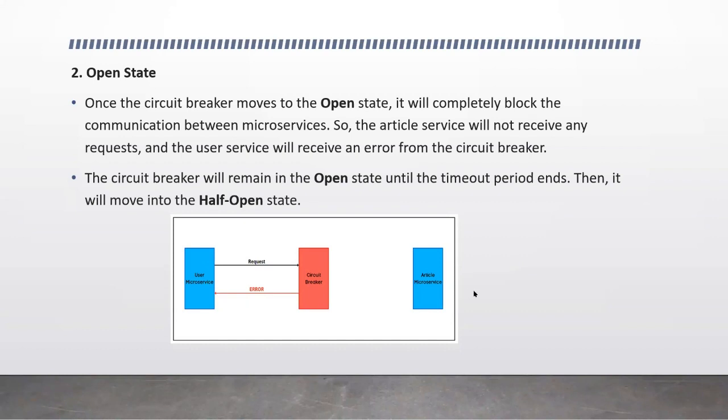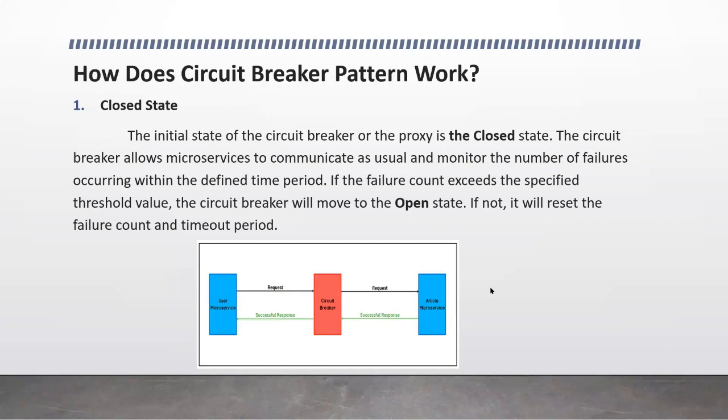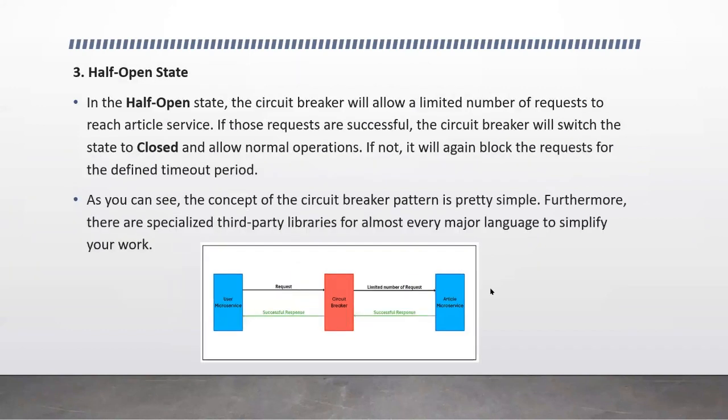So let's see in the next topic. Okay, the half open state. In the half open state, the circuit breaker will allow a limited number of requests to reach the service. If those requests are successful, then the circuit breaker will switch the state to closed and allow normal operation. If not, it will again block the requests for the defined time period.